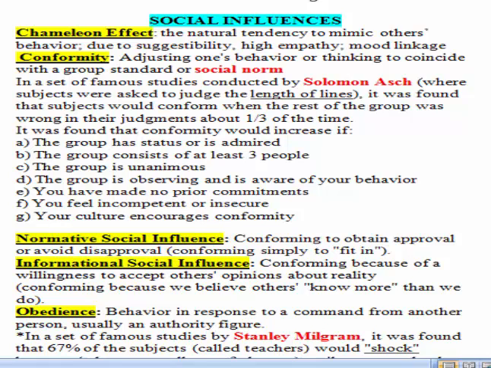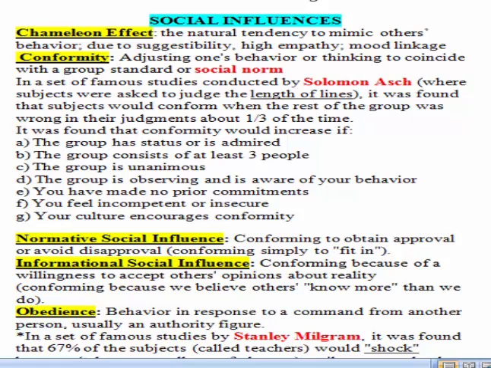All right, so continuing with social psychology review, which is 8 to 10% of the test, we're going to move into social and group influences. So the chameleon effect is the natural tendency to mimic others' behavior. This is usually due to suggestibility, high empathy, or mood linkage. Mood linkage just means that we tend to share each other's moods, so if we're around somebody who's consistently happy, we tend to mimic that mood.